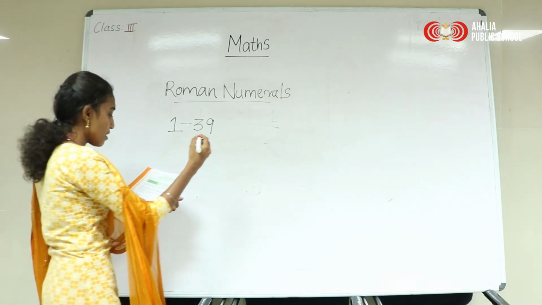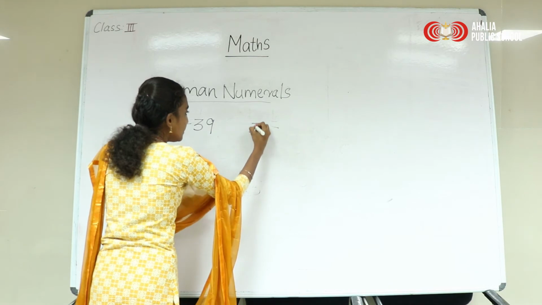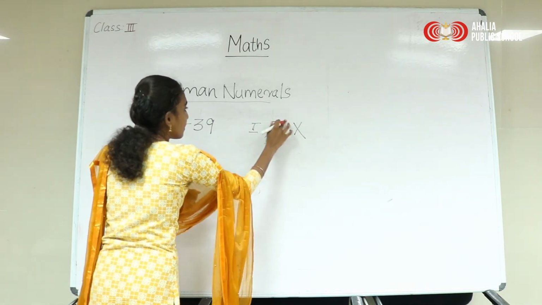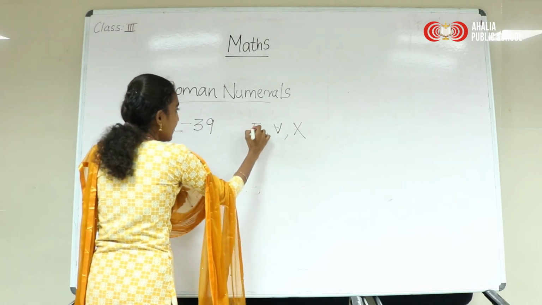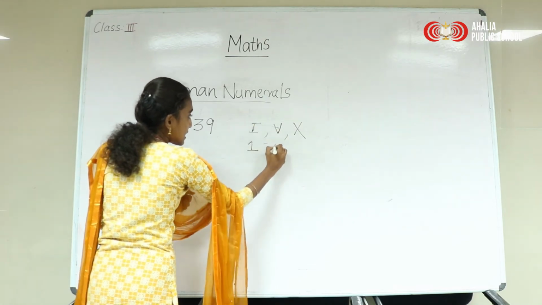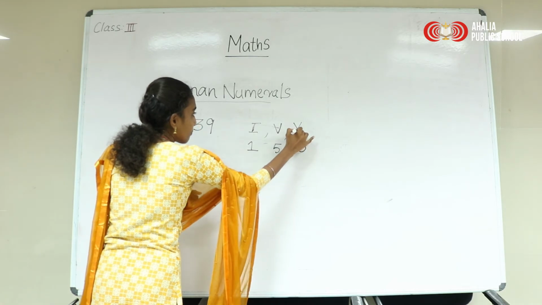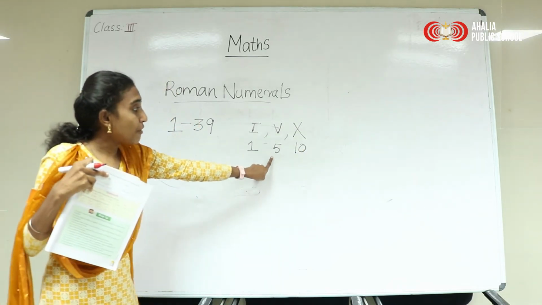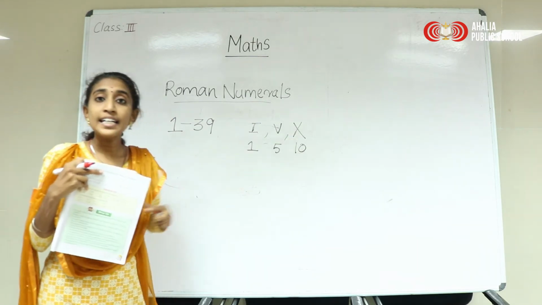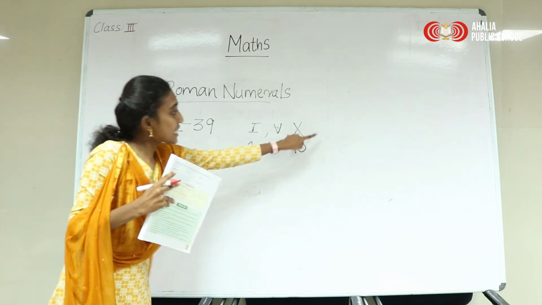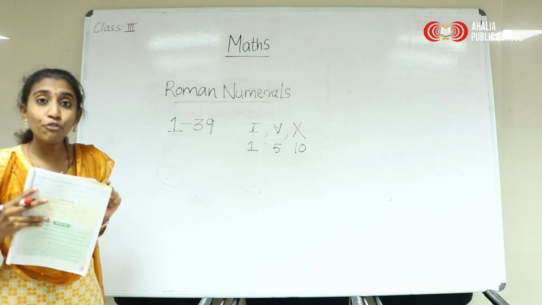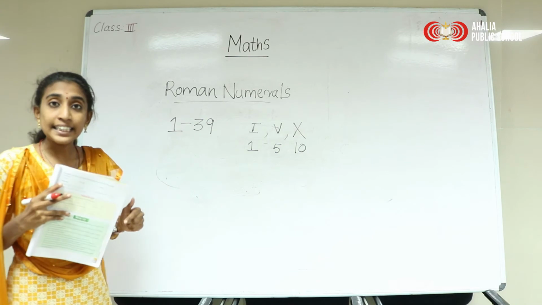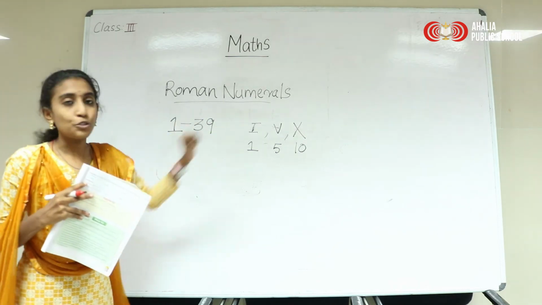What are they? They are 1, 5 and 10. I stands for 1, V stands for 5 and X stands for 10. By using these 3 Roman numerals, we are going to form the numbers from 1 to 39 in Roman numerals.